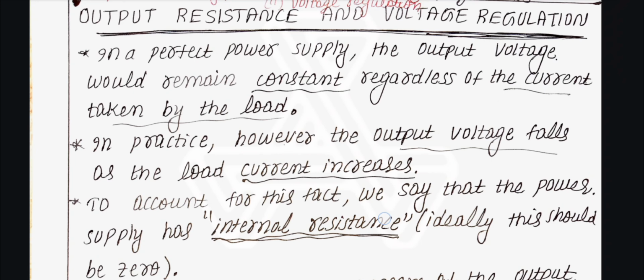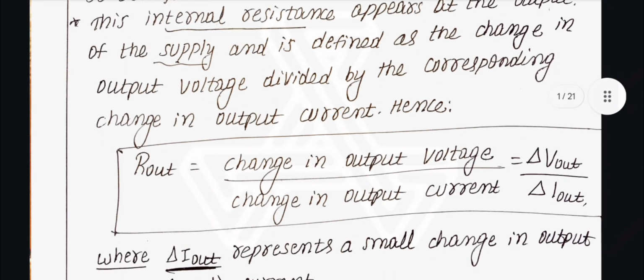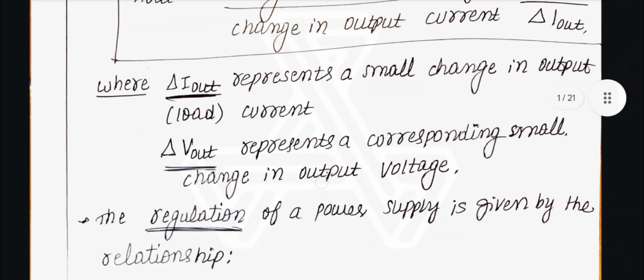To account for this fact, we say that the power supply has internal resistance. Ideally, this should be 0. This internal resistance appears at the output of the supply and is defined as the change in output voltage divided by the corresponding change in output current. R out, internal resistance, is equal to delta V out by delta I out, where delta I out represents a small change in output load current, and delta V out represents a corresponding small change in the output voltage.